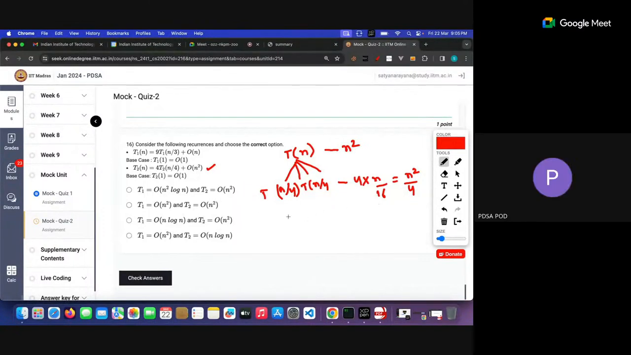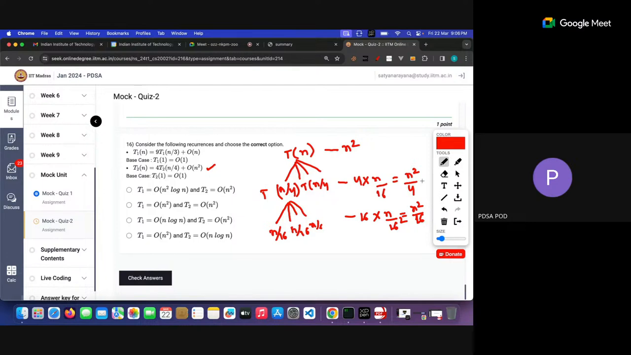Now we try another level. Another level from n by 4 goes to another 4, so n by 16. Going 16 times, finally we can say n square by 16. That is n by 16 whole square, because of the square. So that is n square by 16.